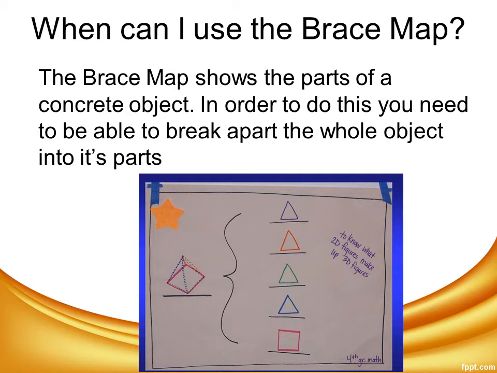A brace map shows the parts of a concrete object. In order to do this, you must have an actual object, something that can be taken apart and divided into its parts. Using an abstract object is not recommended for a brace map because you can't really show the parts of an abstract object. In order to use a brace map, you need a concrete object or event that you can break apart into its different parts.